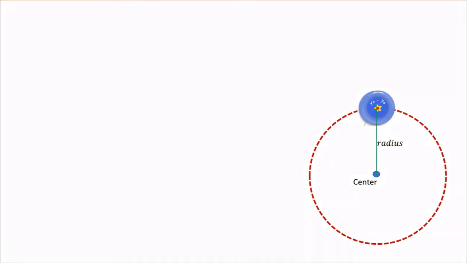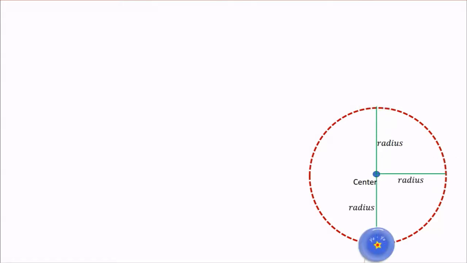Imagine an object going around in a circle. Let's say it starts here, and then it moves to here, and then here, and finally back to here. At all points traveling in the circle, it maintains a constant distance from the center of the circle, which we call the radius. However, it does move around the arc of the circle.